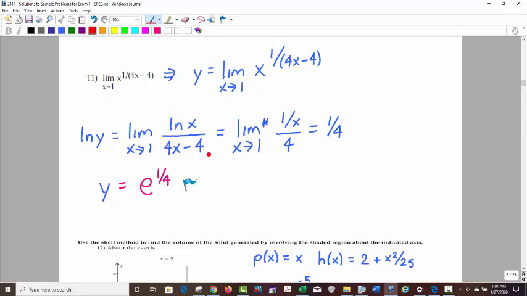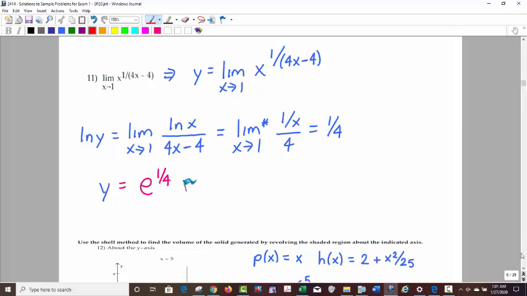Then once we do that one, this one doesn't have too many steps. One L'Hopital's rule. ln of x will have a derivative of 1 over x. 4x minus 4 will be 4, so you plug in 1, you'll get 1 on top, 4 on bottom, you'll get 1/4. And then the answer, of course, will be e raised to the 1/4.